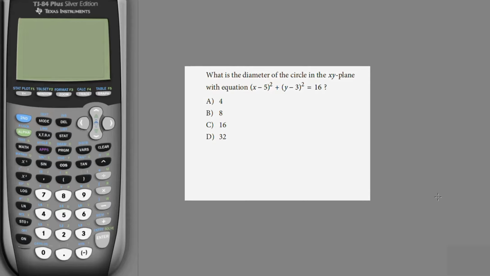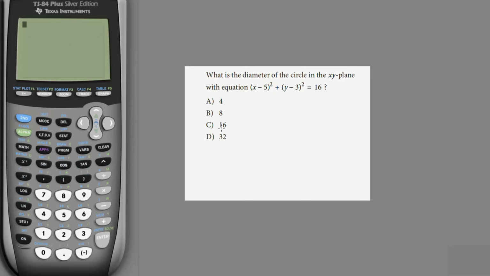In this video, we're going to learn how to solve this SAT math problem easy and fast. Alright, so let's get started. The question says, what is the diameter of the circle in the xy plane with equation this equation equals 16? Looking at this question, I don't think we need a calculator to solve it. It's straightforward, it's just basic understanding of coordinate geometry.